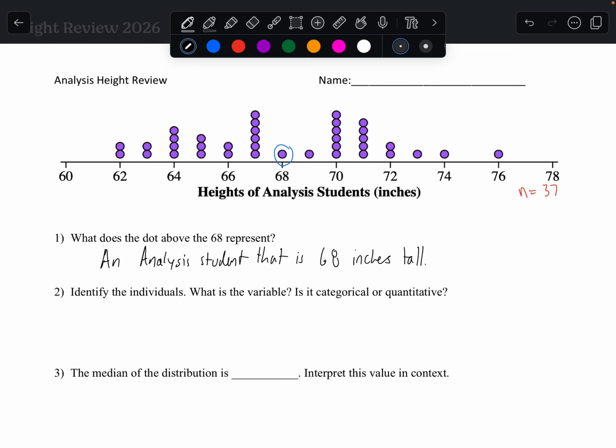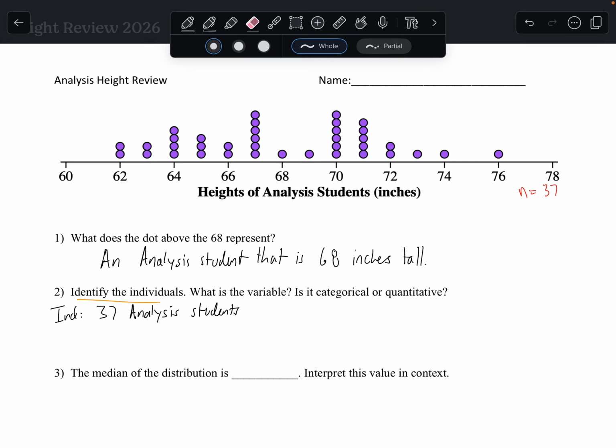Okay. Identify individuals, variable. This first part is something that a lot of people struggle with, but again, it really is getting at what each of these dots represents. So each of these dots is an analysis student. And then remember, part of that is to say how many there are. So the individuals here are the 37 analysis students, the ones that actually answered the survey. Those are almost 60 of you.